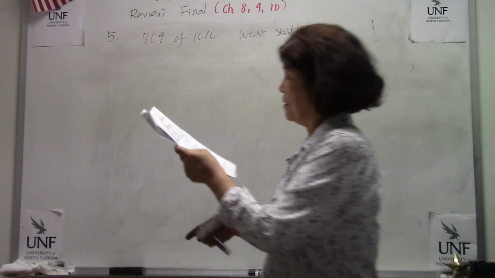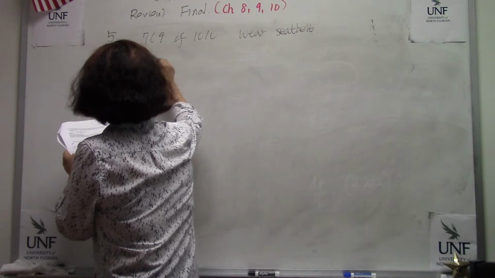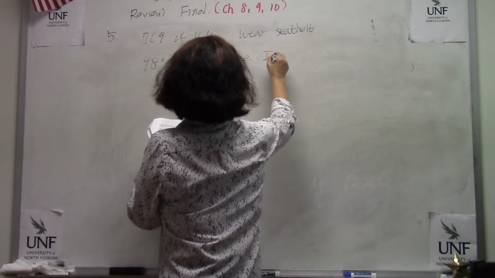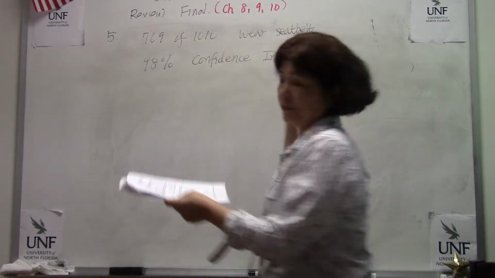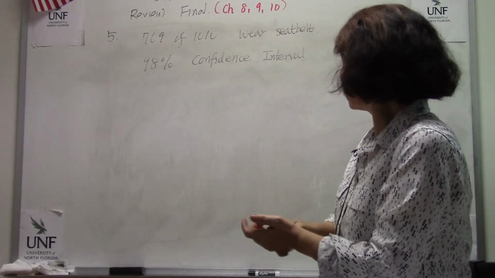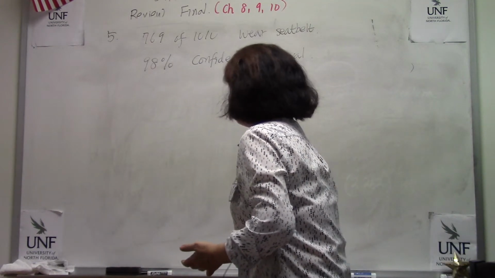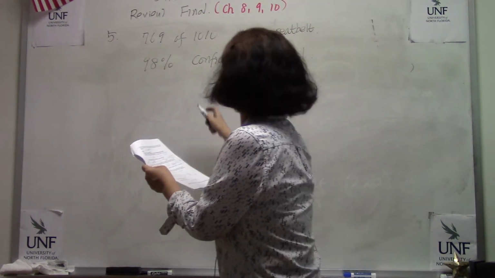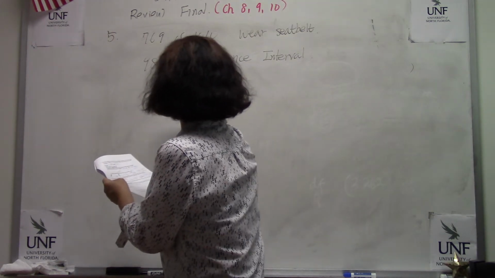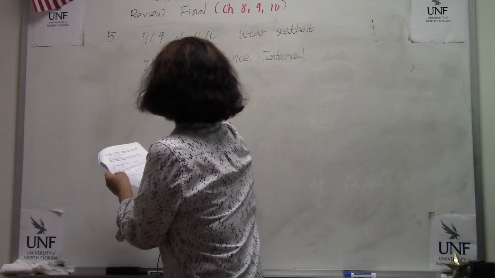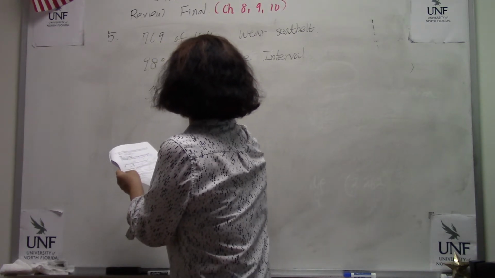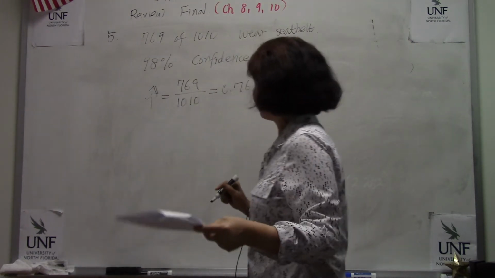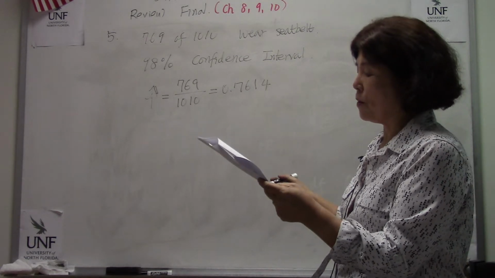All right, so construct a 98% confidence interval. So what do you have to do? First of all, 769 over 1010. So our p-hat, our evidence, is 769 over 1010, which is 0.7614. So this is our evidence we are going to construct from.